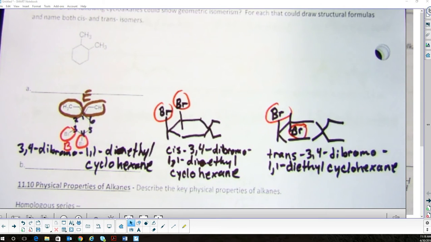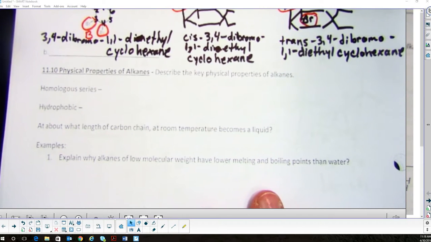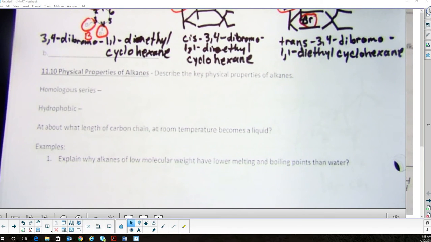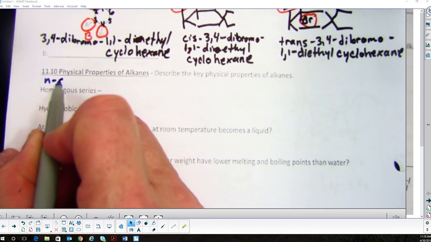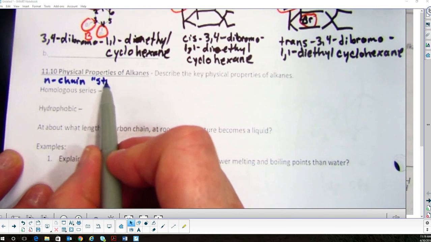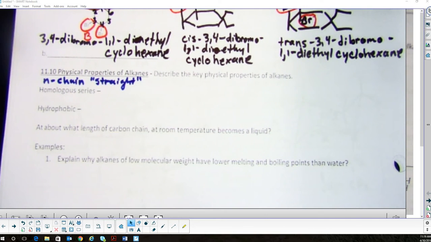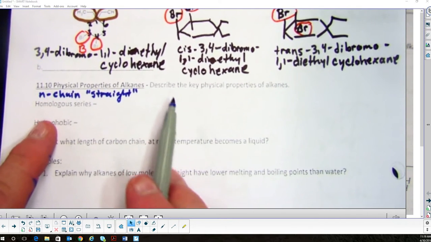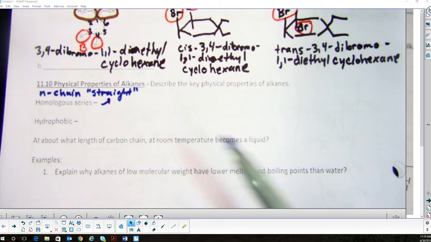Okay? All right, so let's talk about some physical properties down at the bottom here. We need to know basic physical properties of alkanes. A homologous series just means a normal chain. So, describe the key properties. A homologous chain is just basically a normal chain. Goes straight.